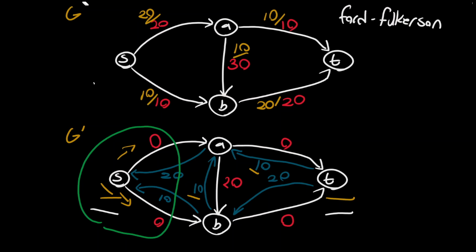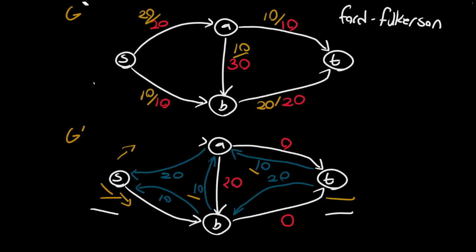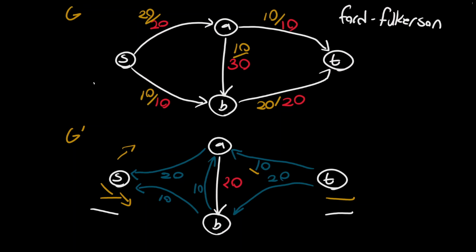So let me clean this up to make it more clear. Since all these are zeros, let's just erase all the zeros here. By erasing all the zeros, we can see that we don't have any paths leading to A and B. They're all going back to S. So the only thing that S reaches is S.